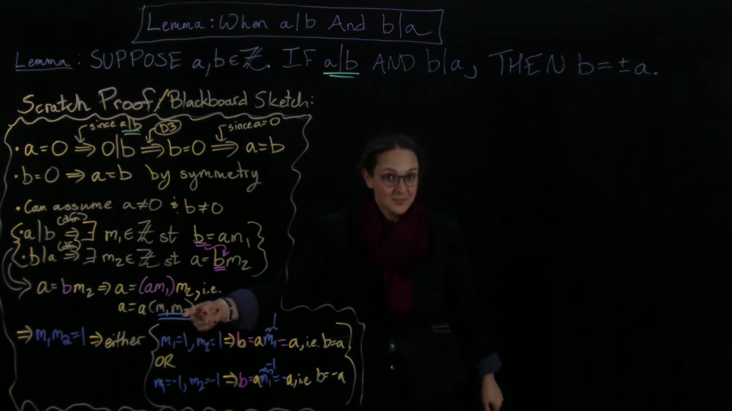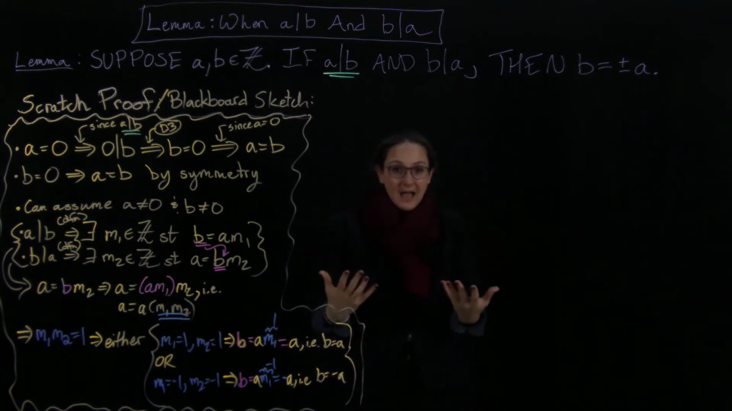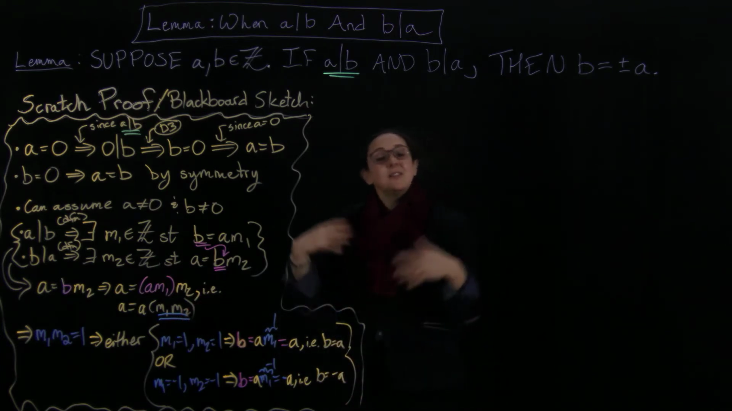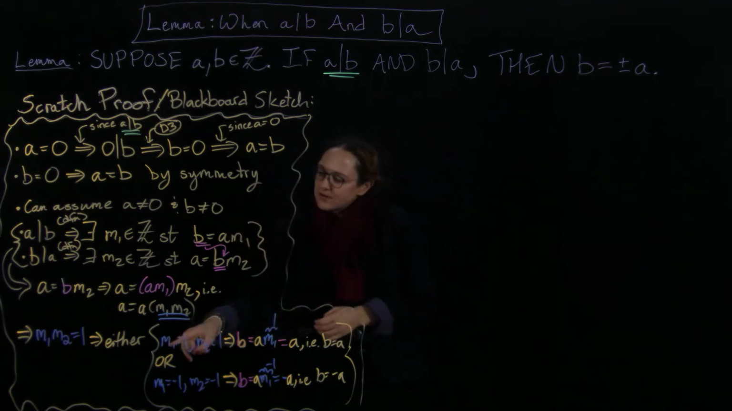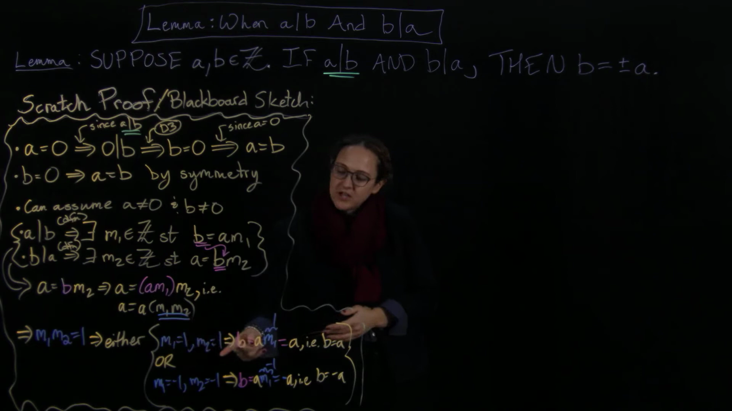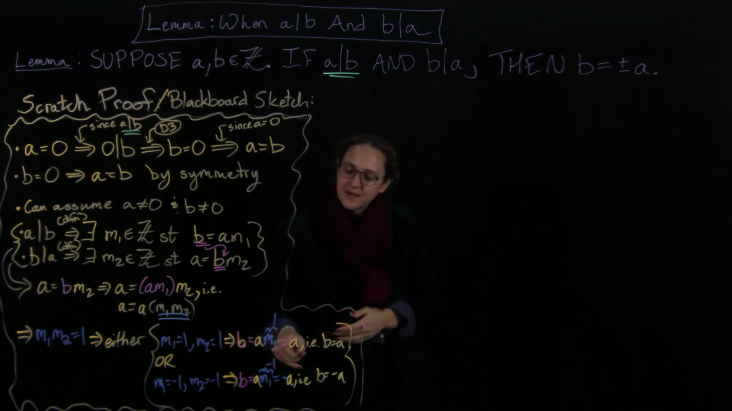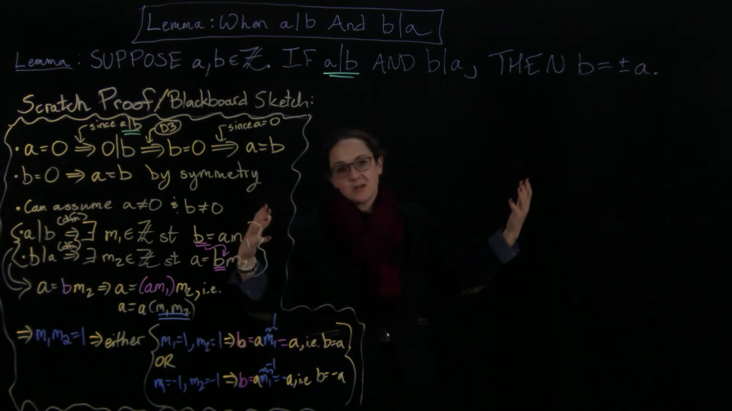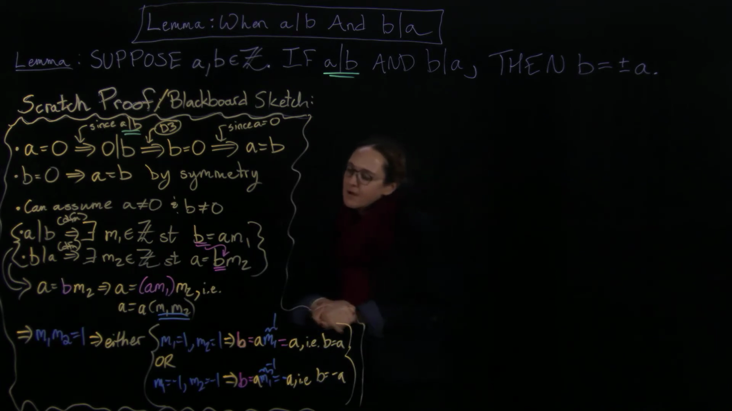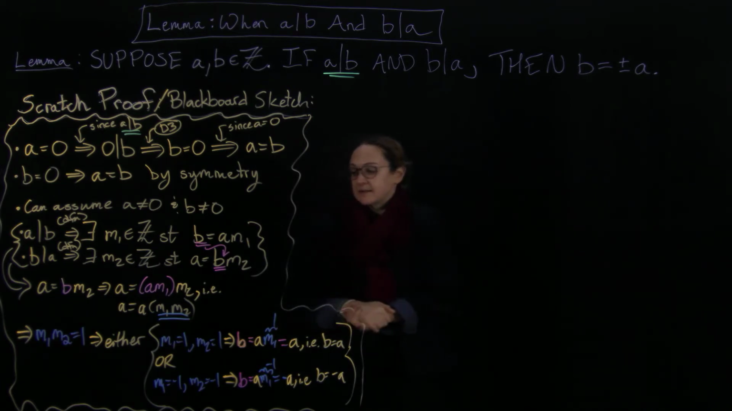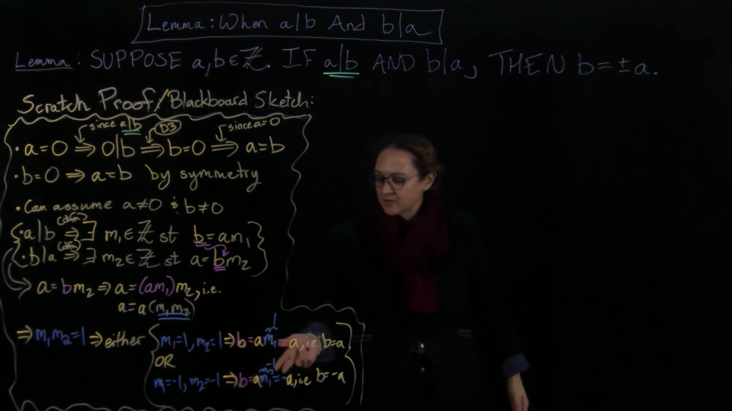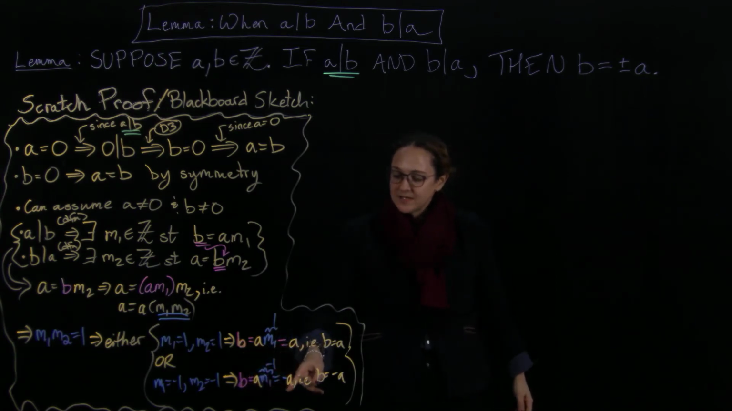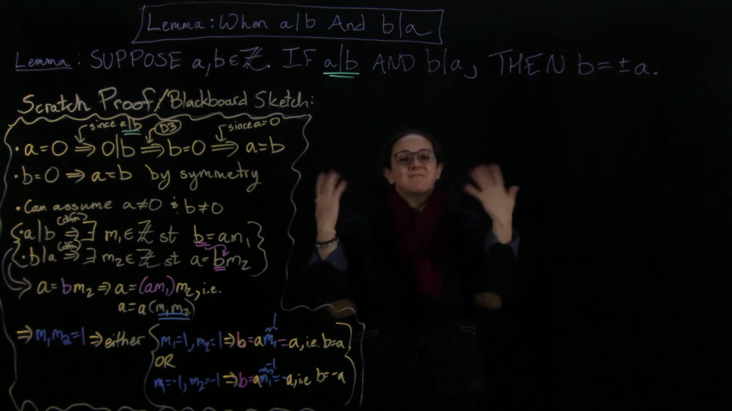That integer has to be 1. How can I multiply 2 integers and get 1? Either they're both 1 or they're both minus 1. So let's look at those 2 circumstances. So either they're both 1, in which case the fact that B equals A times M1 tells me, aha, B equals A. Perfect. The other circumstance is that they're both minus 1, but then B equals A times minus 1, i.e. B equals minus A, and voila.